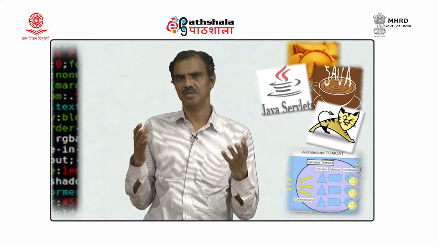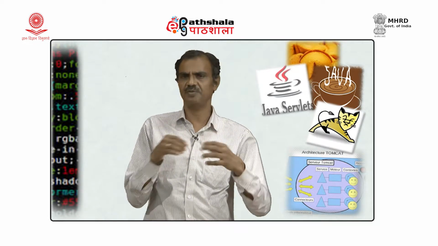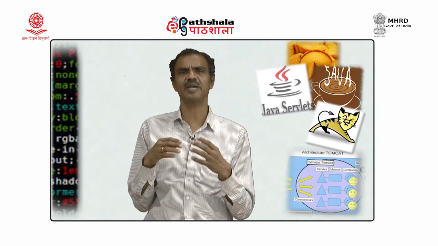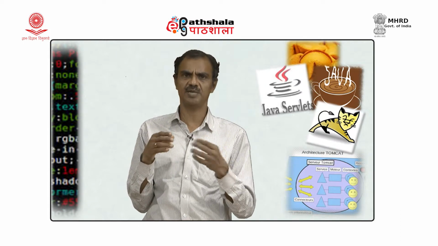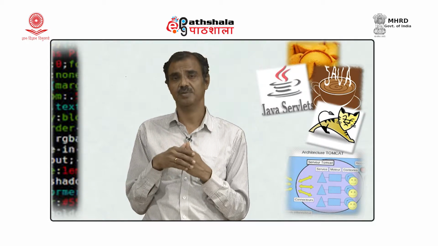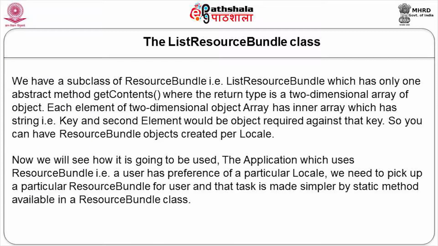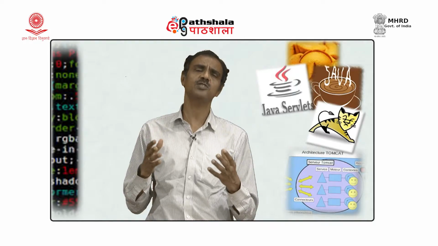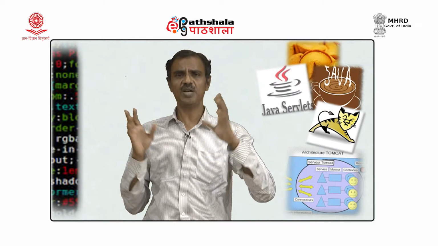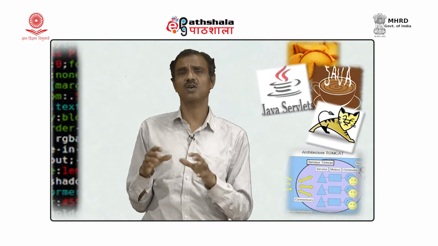So one option is to develop your family of resource bundles by implementing the two methods, getKeys and handleGetObject, but that may be a little tough. We have a simpler one: a subclass of ResourceBundle called ListResourceBundle. In ListResourceBundle we do not have two abstract methods; they have reduced it to just one, and a simple one, called getContents.